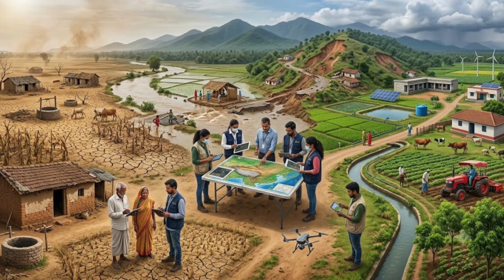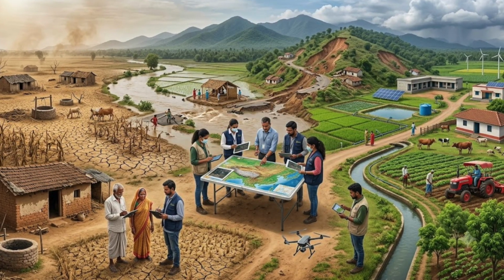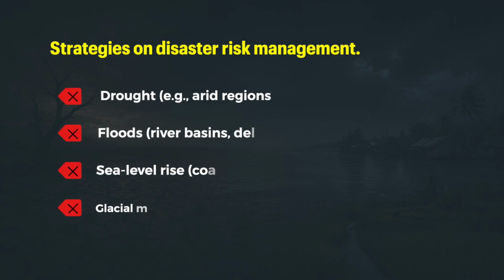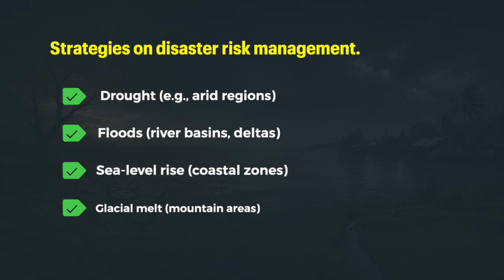Strategies on disaster risk management, identifying hotspots. Frameworks assist in mapping the areas which are highly susceptible to drought, for example, arid regions, or floods, such as river basins and deltas, sea level rise regarding the coastal zones, or glacial melt, which is related to the mountainous areas.